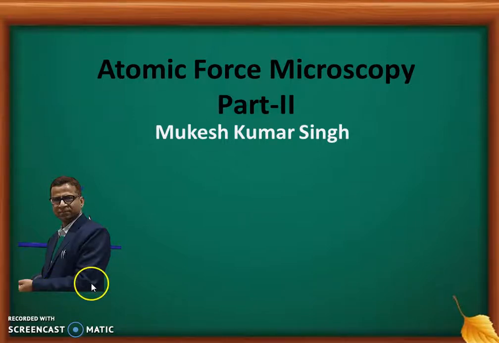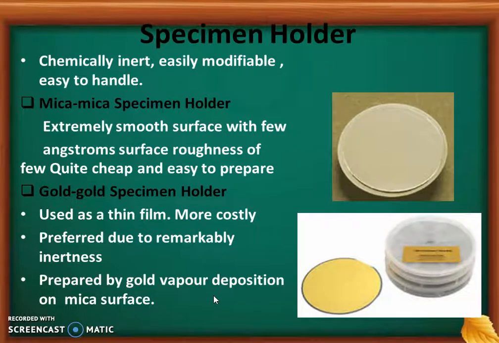So, welcome back again to AFM part 2. The most important part of AFM, you can consider, is the specimen holder or sample holder. The sample holder should be chemically inert, easily modifiable as per the need of the sample, and easy to handle.